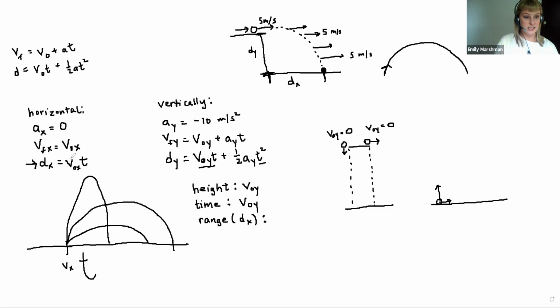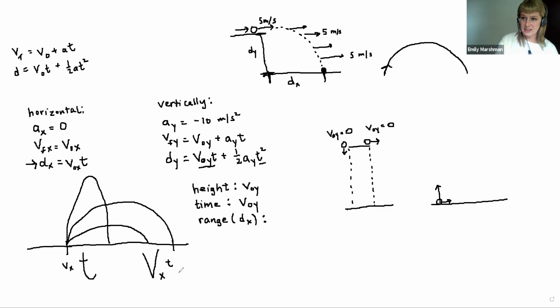On the other hand, if I give it a really big initial velocity in the x, so a really low kick, I give it a lot of horizontal motion initially. So if the velocity in the x is really big, that means the initial velocity in the y is really, really small. And that means the time of flight is really, really small.